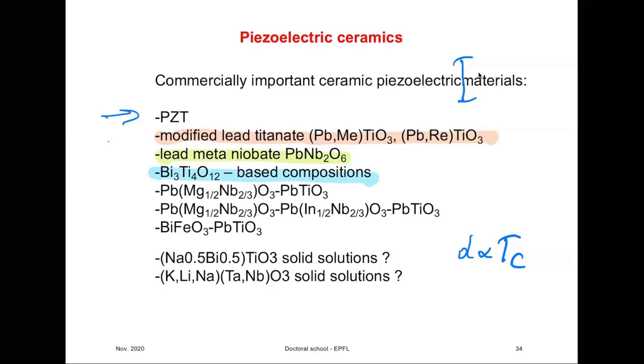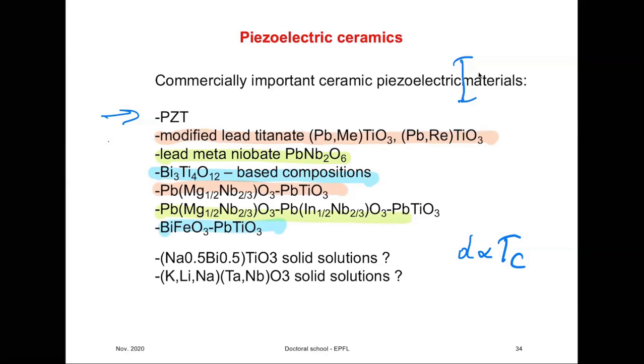Then there are lead PMN-PT, which are also available in forms of crystals, easily available, even though crystals are expensive. And the ceramics are interesting because they are still much cheaper and have higher properties than PZT. Then we have PIN-PMN-PT. These materials have a little bit higher transition temperature than PMN-PT and are also available both in a single crystal and ceramic form. Then we have bismuth ferrite and bismuth lead titanate.